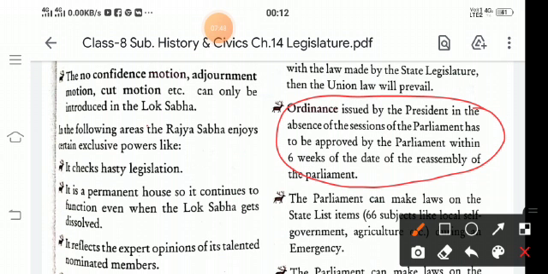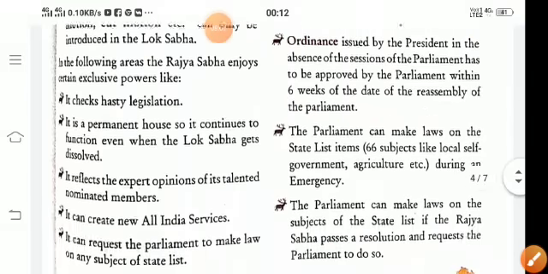Parliament can also make laws on state list items. There are 66 subjects there, like local self-government, municipality, and municipal corporation, during the time of emergency.